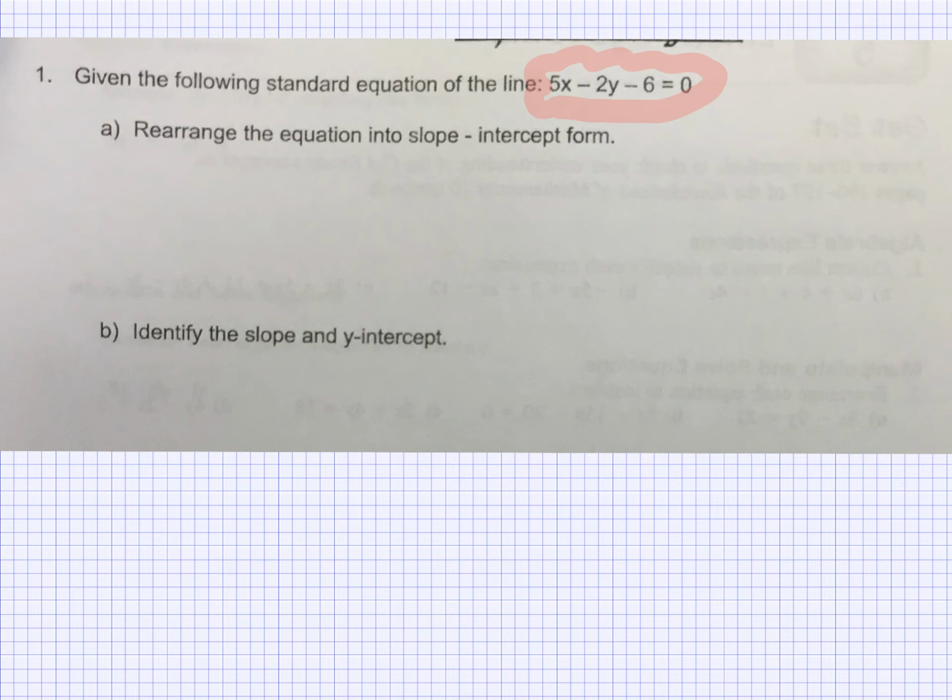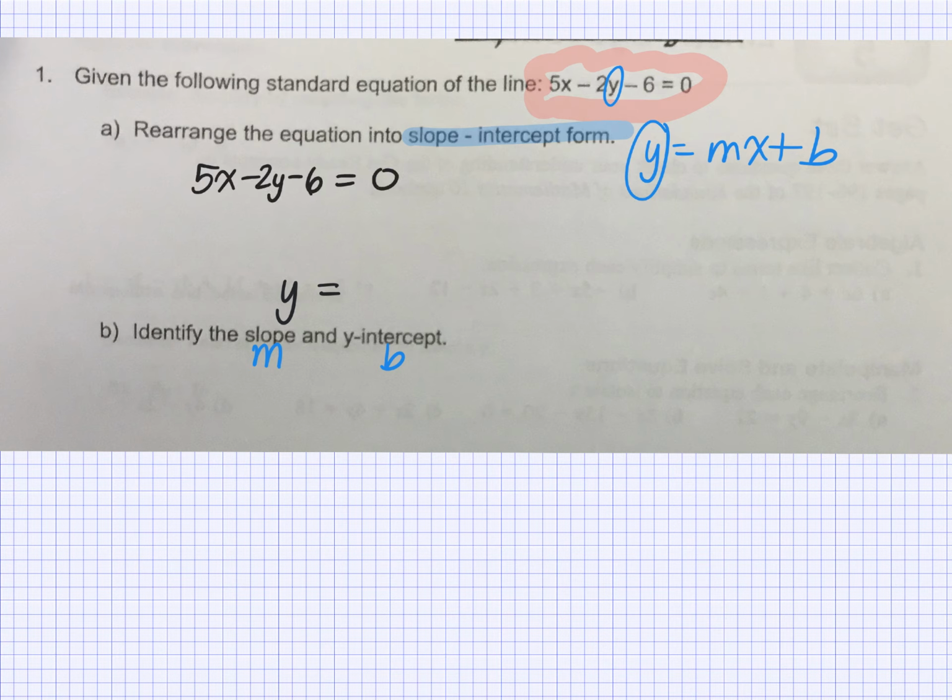So you're given the equation in standard form, and you have to put it into slope-intercept form, which is y equals mx plus b. Then you find m, and you find b. So you're isolating y. Rearrange the whole equation so that you only have y equals on the left side. So I have 5x minus 2y minus 6 equals 0. Rearrange it to say y equals, put everything else to the other side.